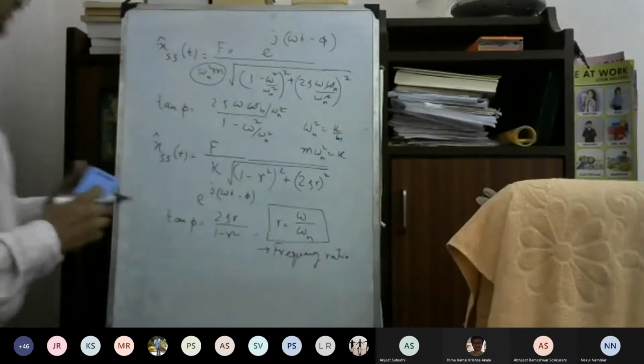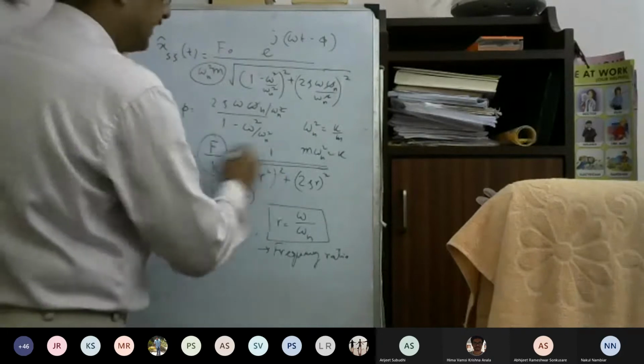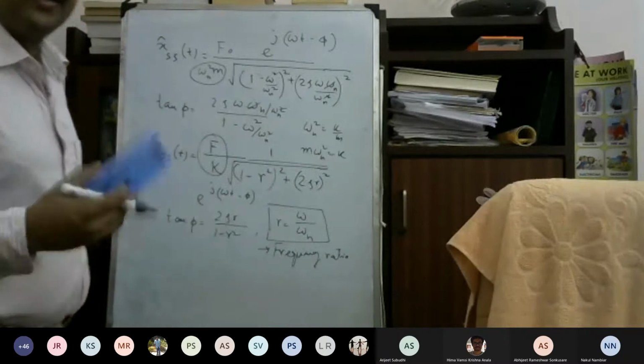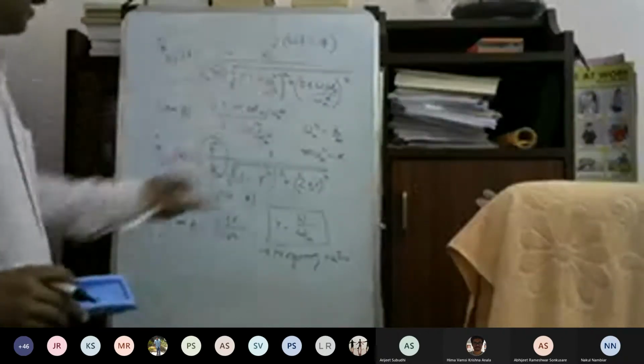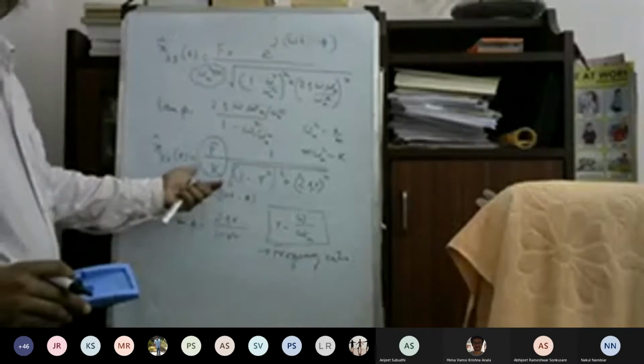Now we have a very interesting thing, that is F by k is appearing, and there is a factor over there. So what is F by k? How do we interpret this F by k? Why do you think I have written this expression this way?